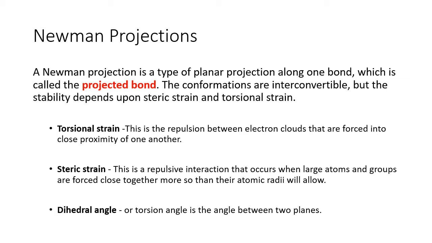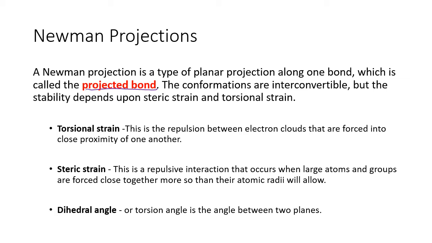It's along a certain bond, and usually that bond has to be identified. It's called the projected bond, that one that you're not seeing. And the conformations are interconvertible, and some are more stable and some are less stable. The stability of a certain conformation will depend upon a few different types of strain. So we're going to look at the definitions of what those mean.